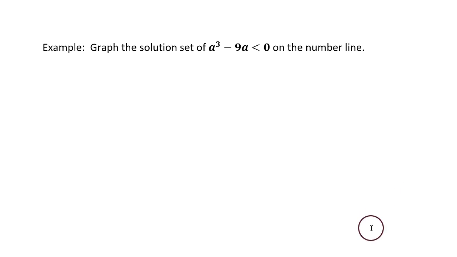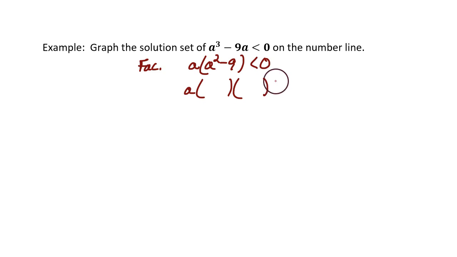Let's try another example. Graph the solution set of this inequality. It already has 0 on the right side, so let's factor. There is a GCF of a, leaving a squared minus 9. The a squared minus 9 is a difference of squares, and so it factors using the double parentheses. A plus 3 times a minus 3. We have 3 factors multiplied together, and the result is less than 0, meaning a negative number.